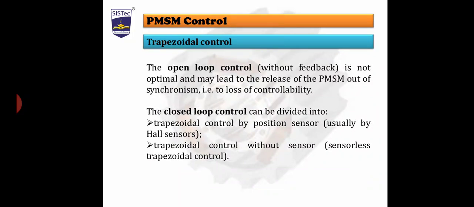The open loop control without feedback is not optimum and may lead to the permanent magnet synchronous motor falling out of synchronism, that is, the loss of controllability. So open loop control is not an efficient technique. The closed loop control can be divided into trapezoidal control by position sensing, usually Hall effect sensing, and sensorless trapezoidal control.